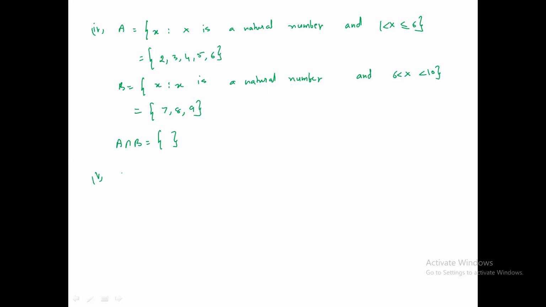Okay, fifth one. A is the set having 1, 2, 3 and B is empty set. So when I take A intersection B common in both, I don't find anything common. So here I have empty set, here also empty set as the answer.